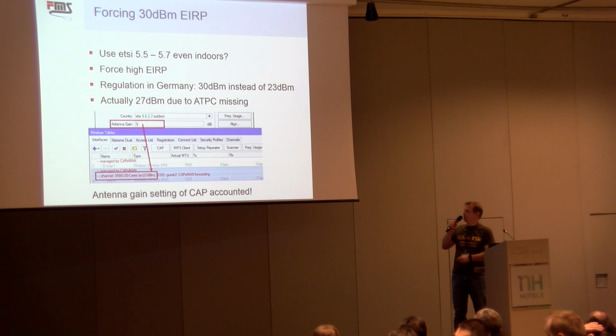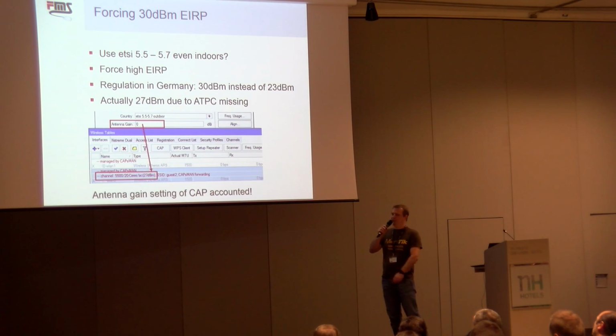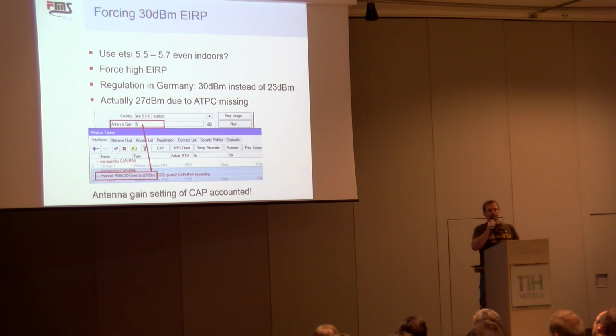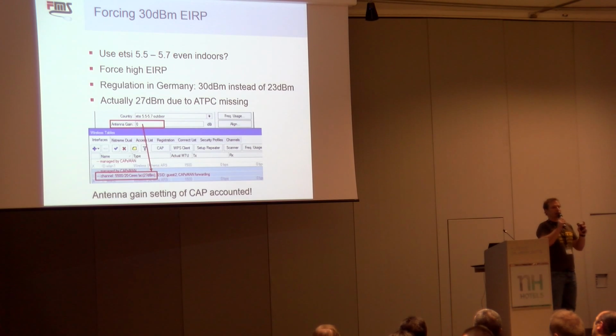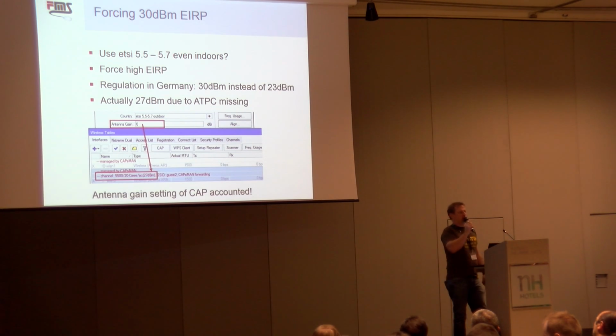For example, if you set the antenna gain to 0 and have an interface in an outdoor channel, that interface will use 27 dBm of EIRP. Interesting here, the antenna gain is the only setting of your wireless interface on your cap that has been taken into account. All the other settings in your cap are ignored by CAPS Manager, but antenna gain is still taken into account, so make sure you set that before you enable the CAPS manager.